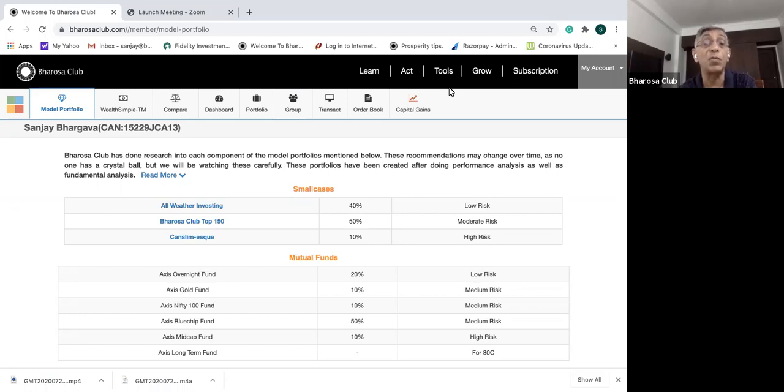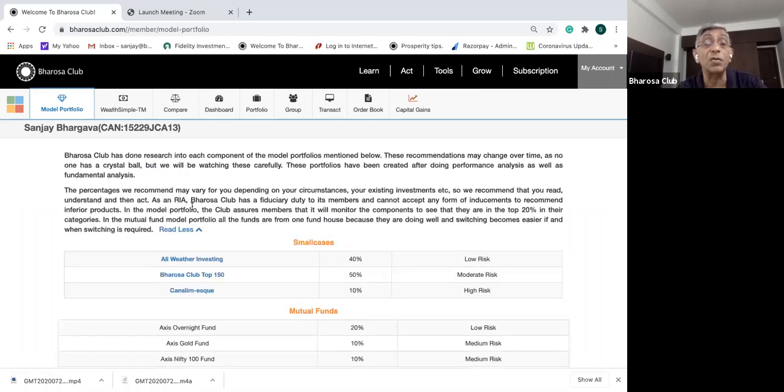I'm in the model portfolio tab, and the text here says that Bharosa Club has done research and how it selected them. It also says that you could use different components or change the percentages depending on your risk profile, your circumstances and things like that. It has also clarified why it has only mutual funds from one fund house, and that Bharosa Club is an RIA, so it cannot get any commissions for recommending whatever it recommends.